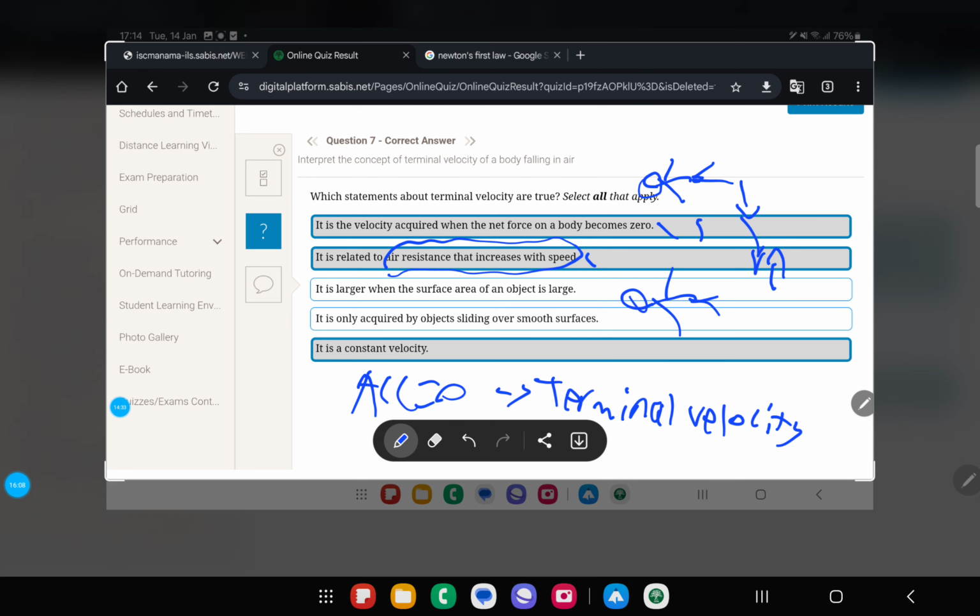That's it. And for the last one, it is a constant velocity. Like I said before, when terminal velocity is achieved, it is the maximum speed of a body, and it moves constantly. It has a constant velocity. That's it. Make sure to memorize this, alright?